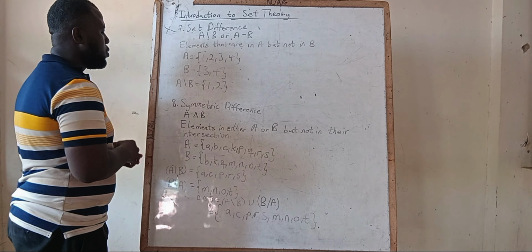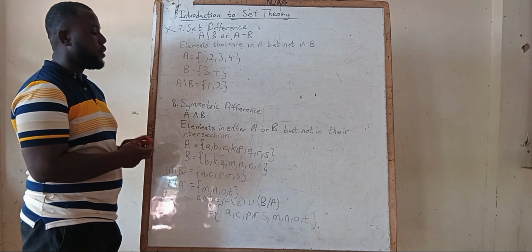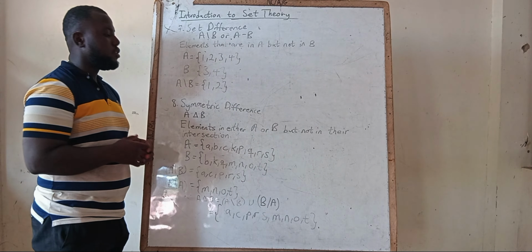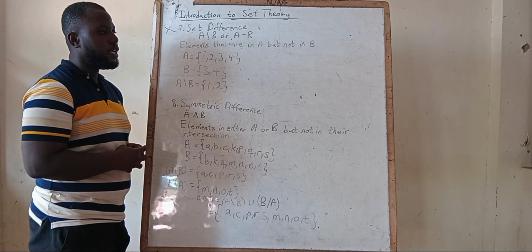So 8, symmetric difference. Symmetric difference is denoted by the triangle symbol.